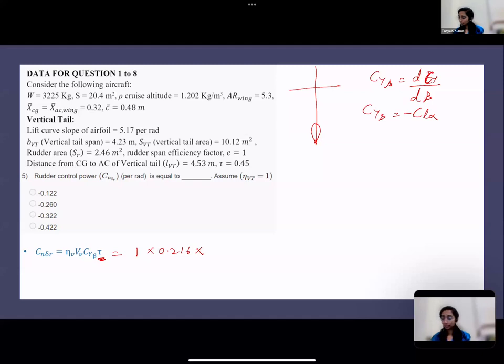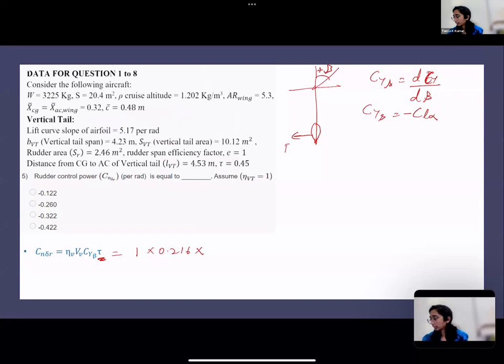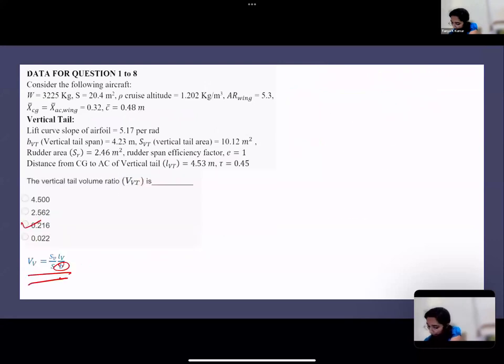Do you understand that? So positive beta will produce negative Fy. So it is the negative lift curve slope. This is not equal. I'm saying it's something analogous to the lift curve slope. So it's just the negative of the lift curve slope. Lift curve slope we had found in one of the previous questions.